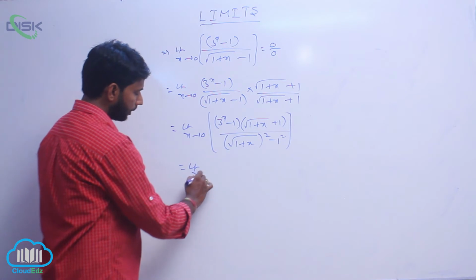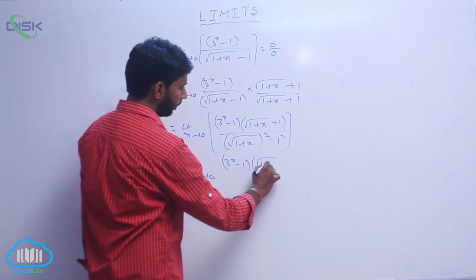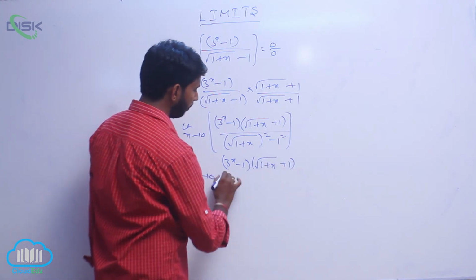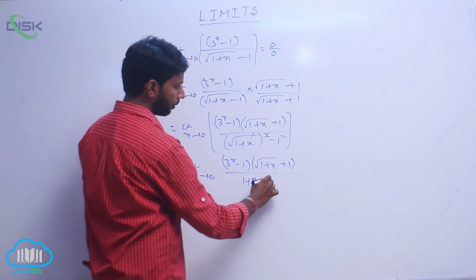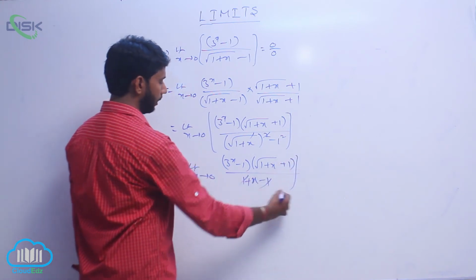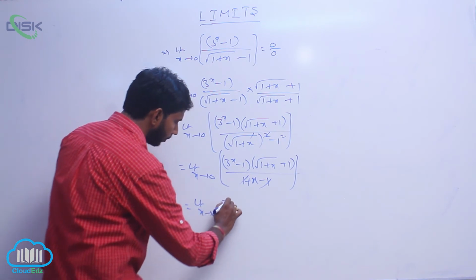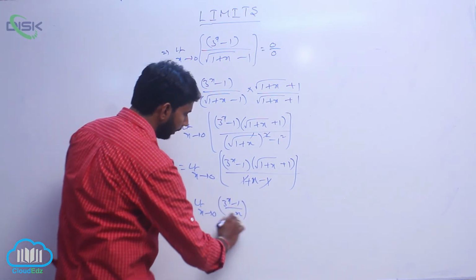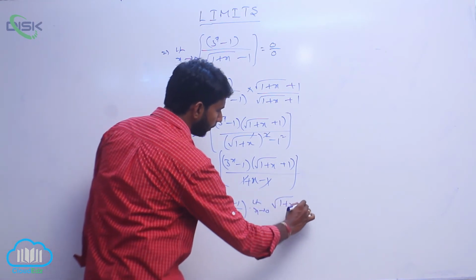This is equal to limit x tends to 0, (3 power x minus 1) into (square root of 1 plus x plus 1) by, here the square root gets cancelled, there is 1 plus x minus 1. In the denominator, minus 1 plus 1 cancelled. That is the limit x tends to 0, (3 power x minus 1) by x into limit x tends to 0 of (square root of 1 plus x plus 1).